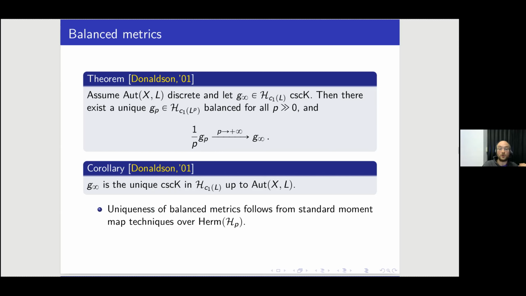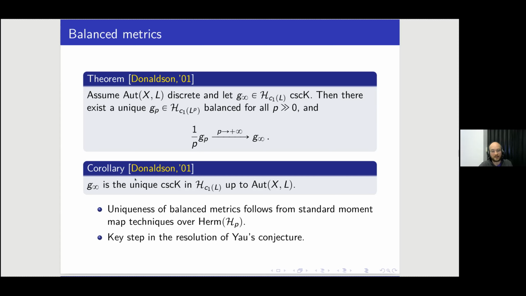And the point here is that the uniqueness of balanced metrics follows from standard moment map techniques over this finite dimensional symmetric space. So it's actually, if you wish, linear algebra or non-linear algebra techniques. So not hard PDE techniques. You replace hard PDE techniques by easy techniques, but for each P. So an infinite sequence of easy techniques, if you wish. And this theorem was a key step in the resolution of Yau's conjecture.